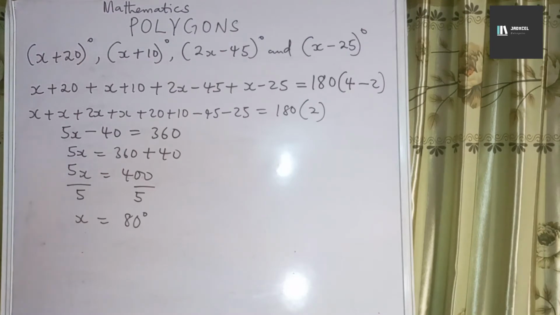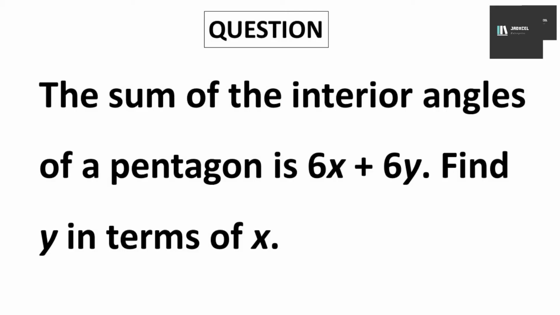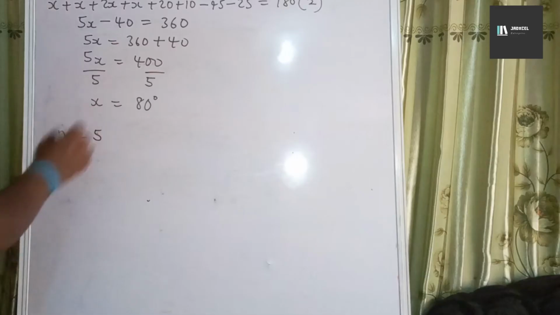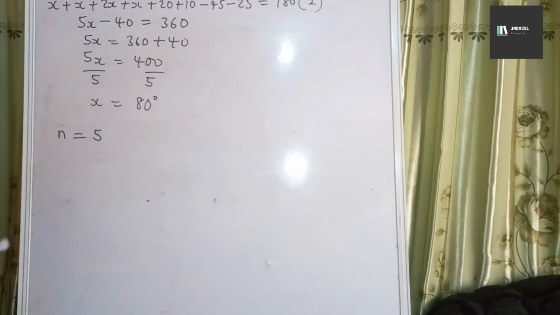I hope we are getting it one after the other. Another one says that the sum of the interior angles of a pentagon is 6x plus 6y. For a pentagon, our n is 5, and the sum is 6x plus 6y. Then the question is, find y in terms of x.